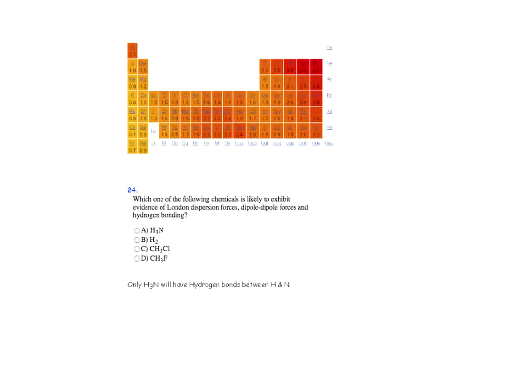All right, question 24. Again, we see the EN value chart here. It says, which of the following chemicals is likely to exhibit evidence of London dispersion forces, dipole-dipole forces, and hydrogen bonding? Any idea?